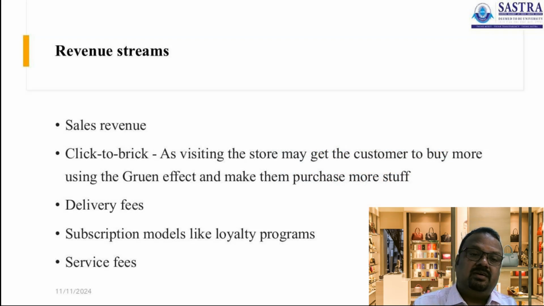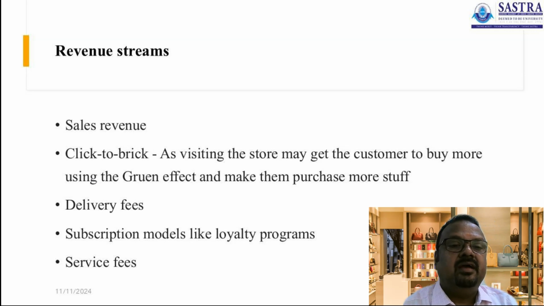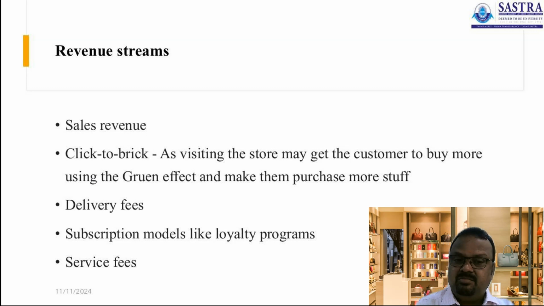How do the revenue streams work in this case? Sales revenue, of course, is the major chunk of revenue you get. And click to brick, visiting the store may get customers to buy more, because you are presenting the product and luring the customer with excellent visual merchandising strategies, which sometimes make customers buy the product impulsively, rather compulsively. So visiting the store will definitely give customers a chance to buy more.